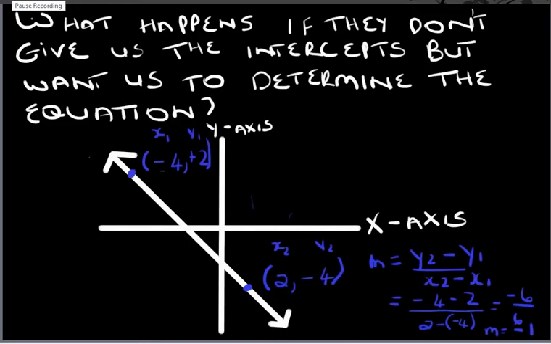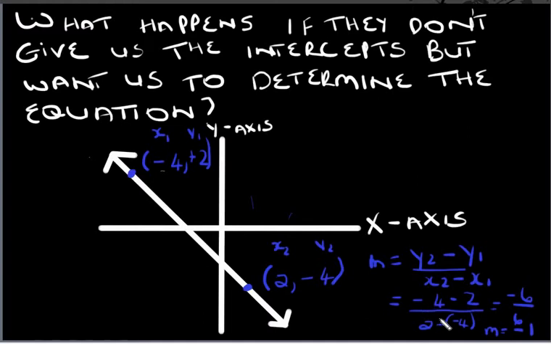So what happens if they don't give us the x-intercepts and the y-intercepts, but they still want us to determine the equation? What we are going to have to do is first determine the gradient. So the gradient is y2 minus y1 over x2 minus x1. So what we do is we subtract -4 minus 2 over 2 minus -4.